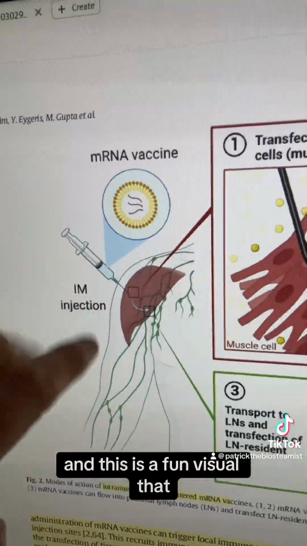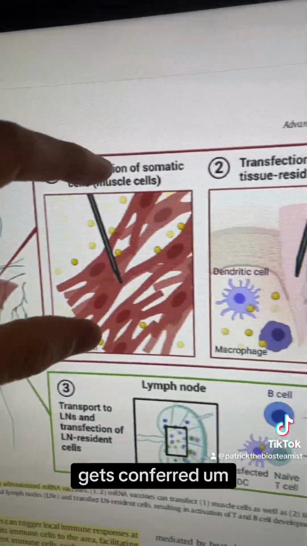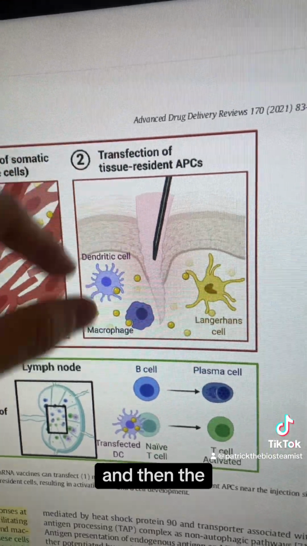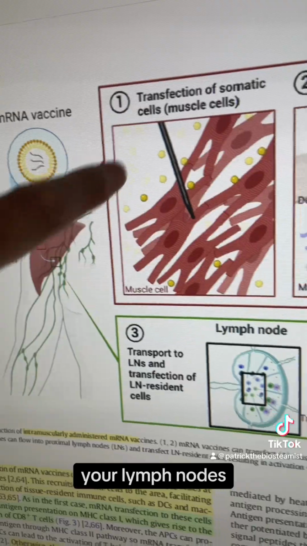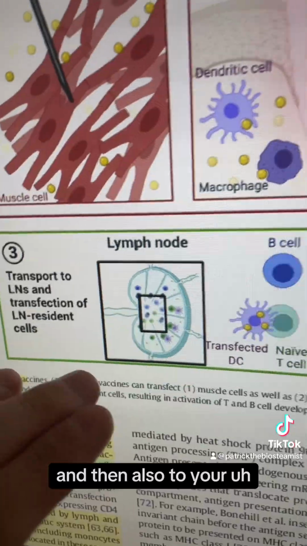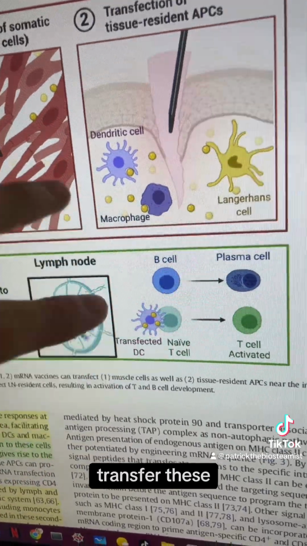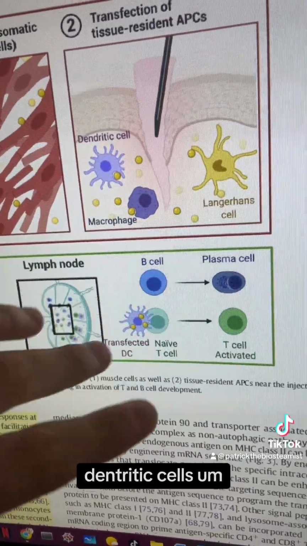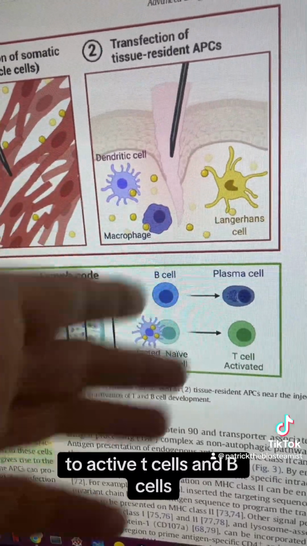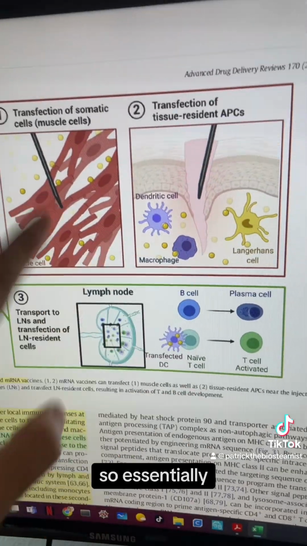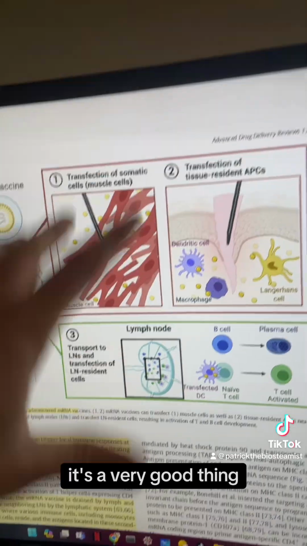And this is a fun visual of that. So you have the injection there, the local tissues can be where the immunity gets conferred, and then the local immune response. But then you can get very lucky, and some of this can transport to your lymph nodes and then also to your spleen as well. I forgot to mention that, which will help to transfer these dendritic cells into native T cells, and which can then confer immunity to active T cells and B cells. So essentially, if you're getting immune responses in all these different ways, it's a very good thing.